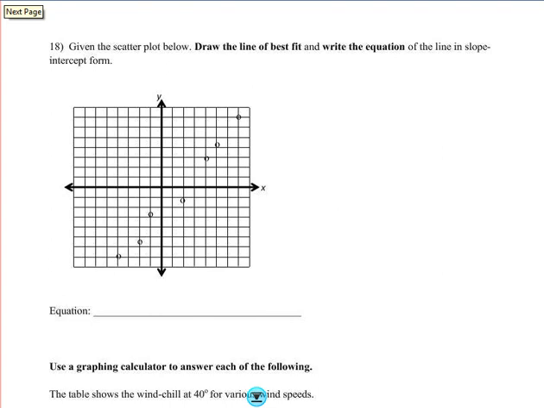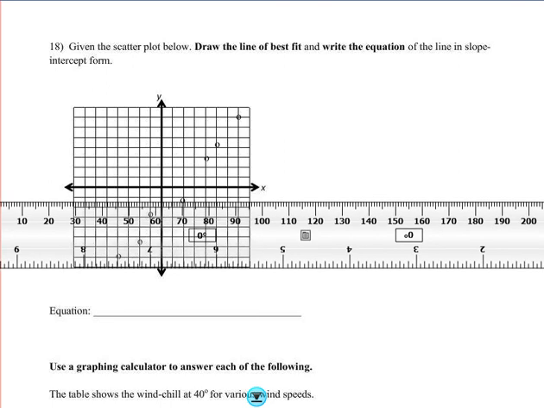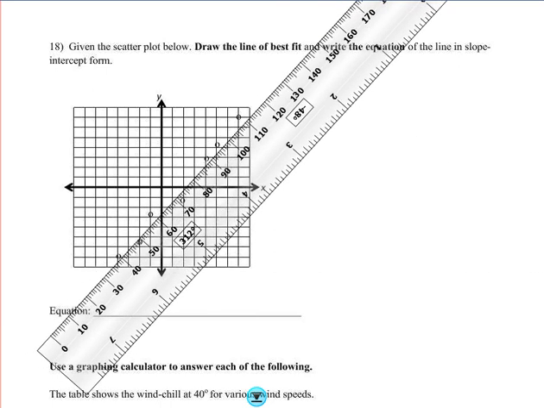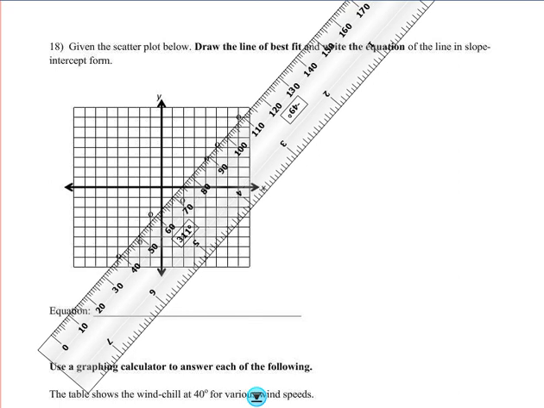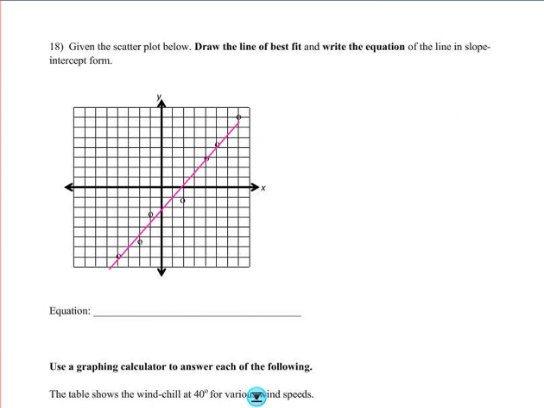Given the scatter plot below, draw the line of best fit and write the equation in slope-intercept form. To do this, I'm going to use a straight edge because I want to make sure I get some form of straightness to my line. Yours might not be exactly the same as mine. It's going to look something like that.